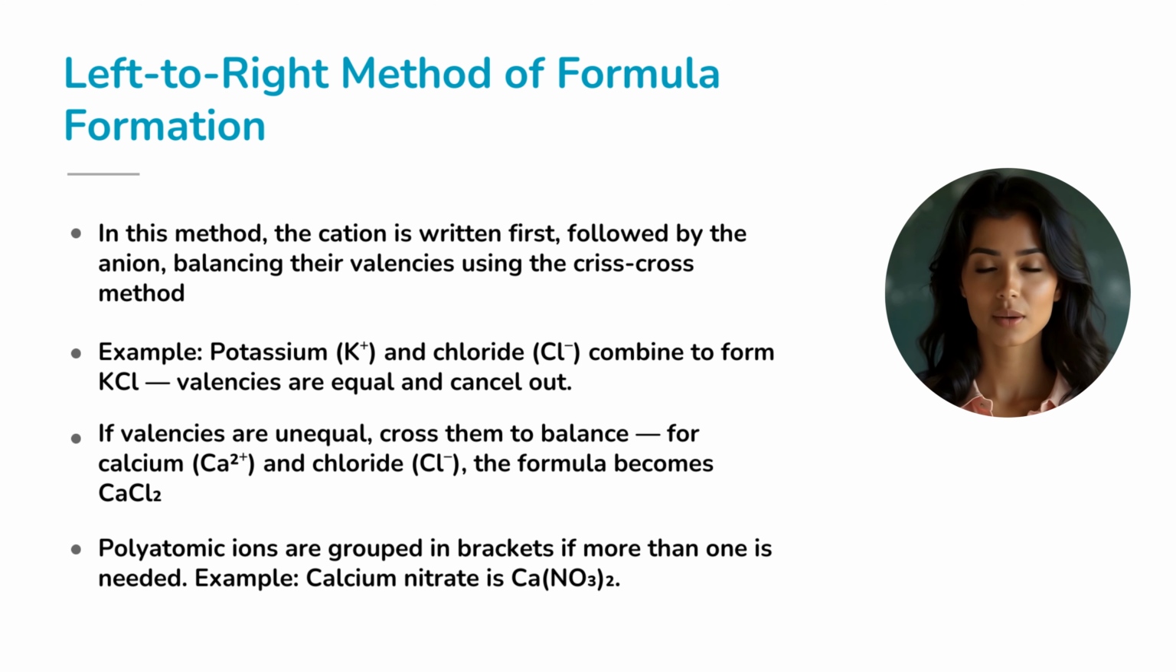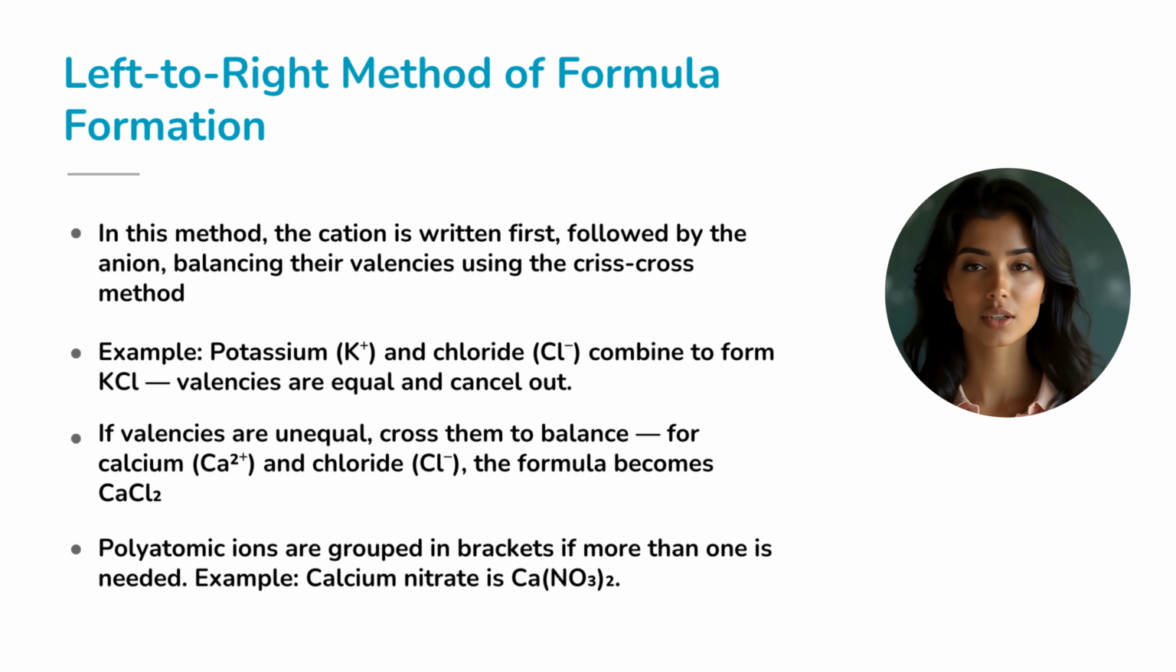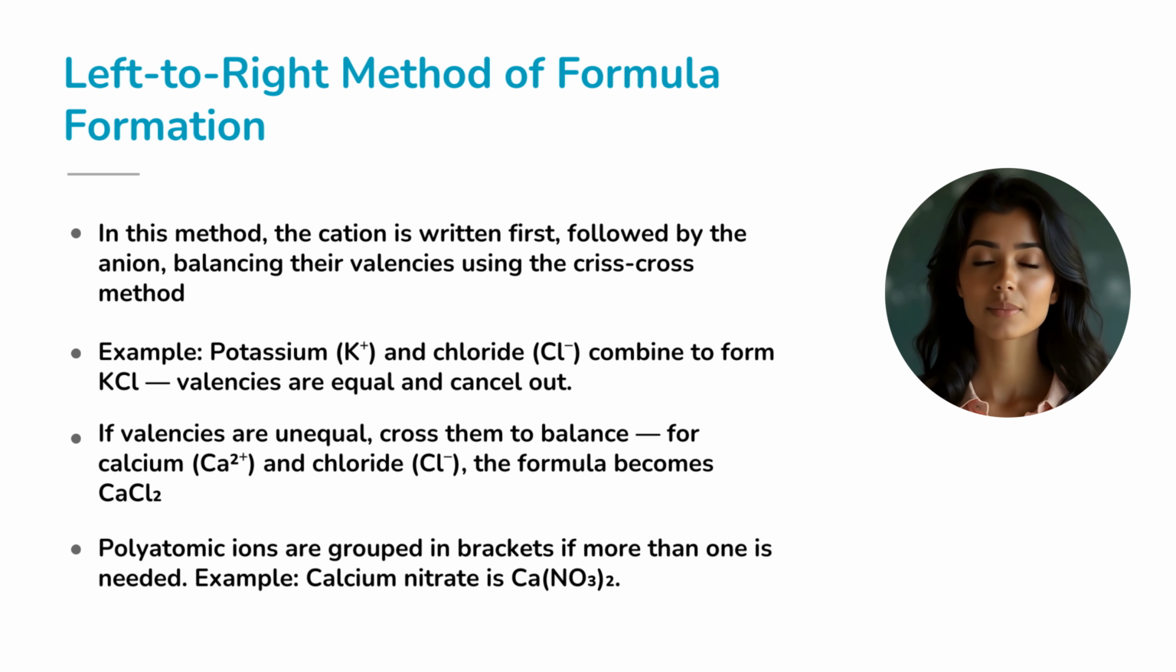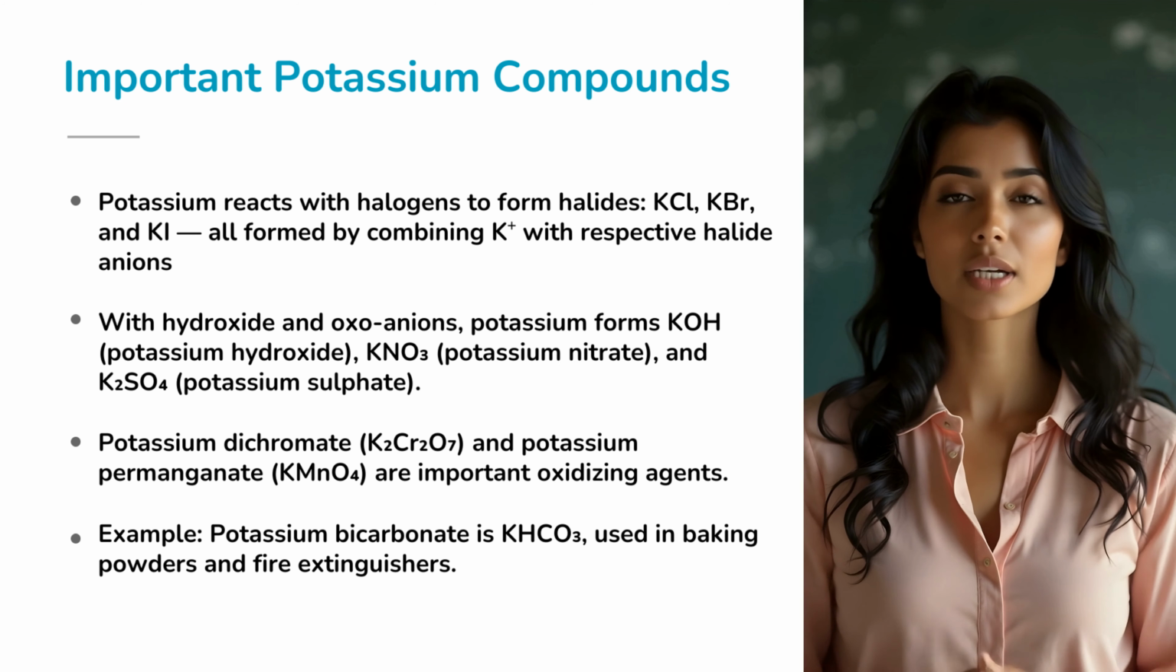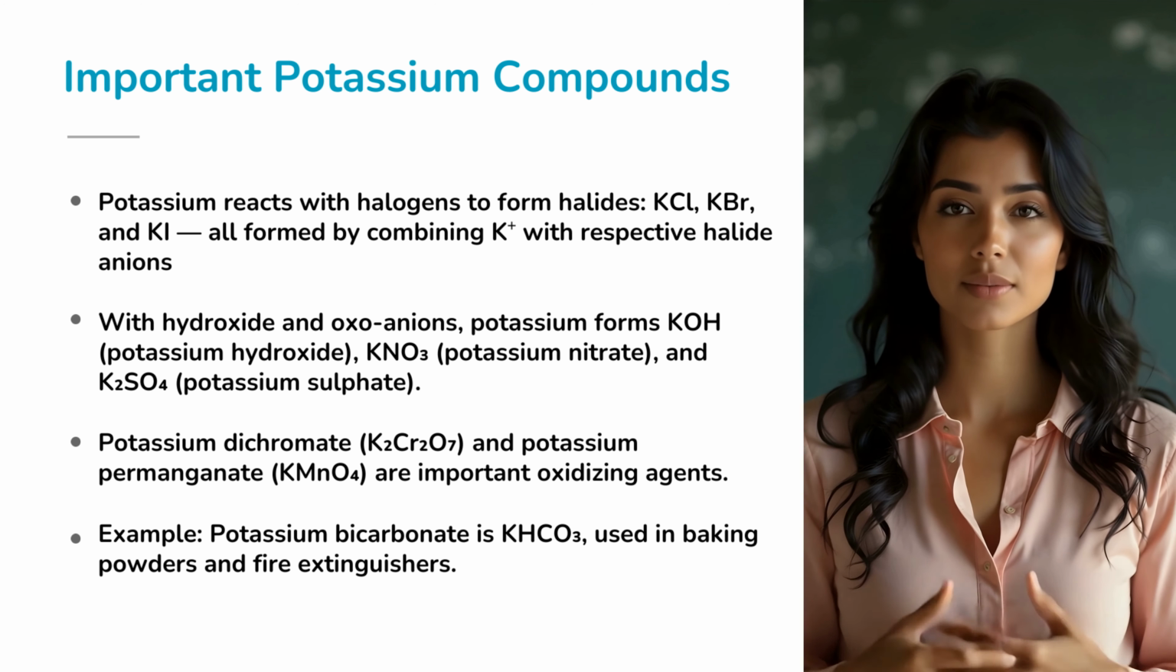One more, calcium and nitrate. Calcium is Ca2+. Nitrate is a polyatomic ion, NO3-. Using the crisscross rule, we get Ca(NO3)2, calcium nitrate. The brackets show that we need two nitrate ions. So always remember, balance the charges using the crisscross method and use brackets for groups like nitrate or sulfate if needed. Let's now explore common potassium compounds.